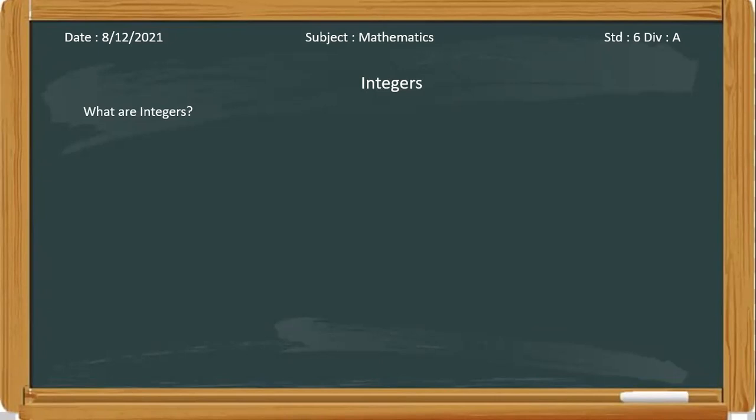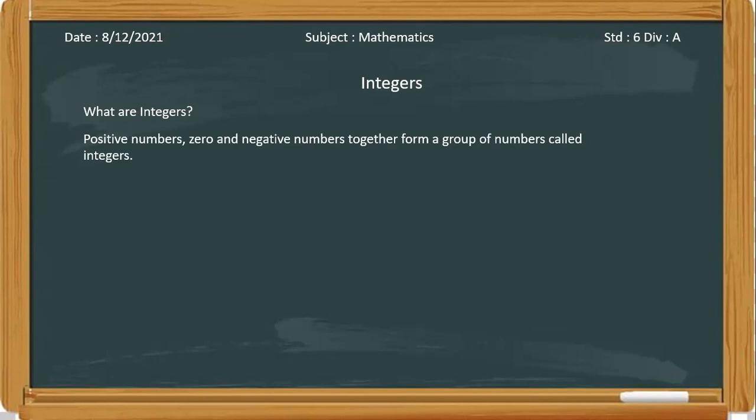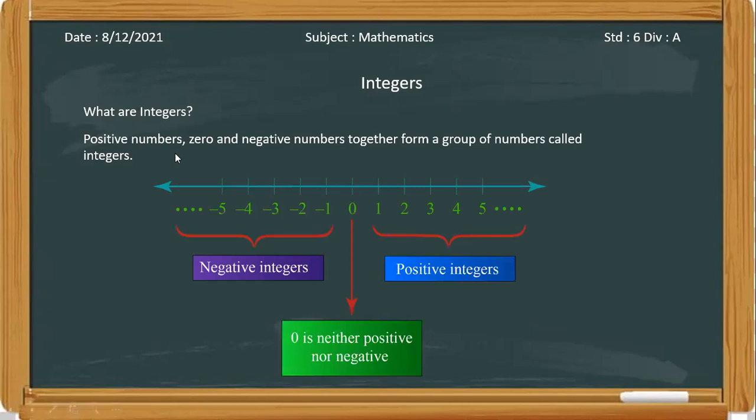Okay, so I will tell you the definition. Positive numbers, zero, and negative numbers together form a group of numbers called integers. So integers include positive numbers, negative numbers, and zero. Zero is the point which decides from which side we have to go. So what is the visual representation of integers? On a number line, we can say this is zero. Zero is neither positive nor negative.